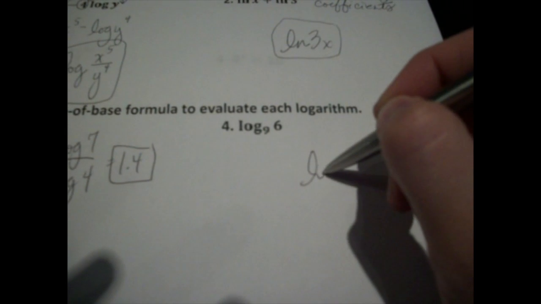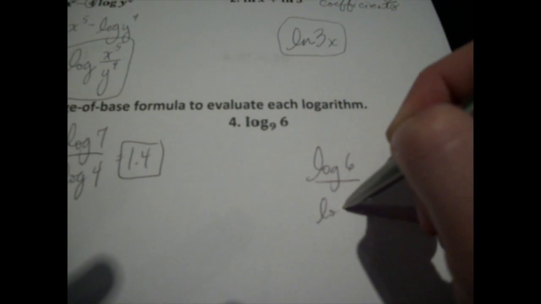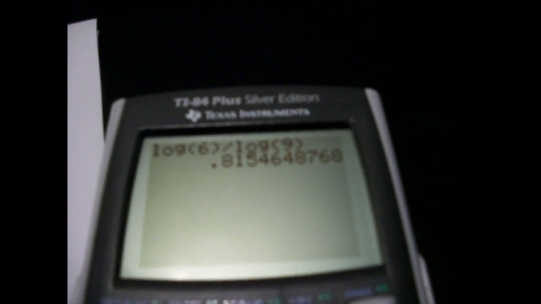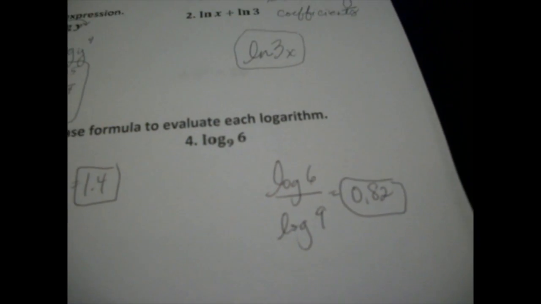And finally, log base 9 of 6. I'll do the log of 6 divided by the log of 9. And I get about 0.82. There we go. 0.82 is close enough for me. And that's it for 7.5.